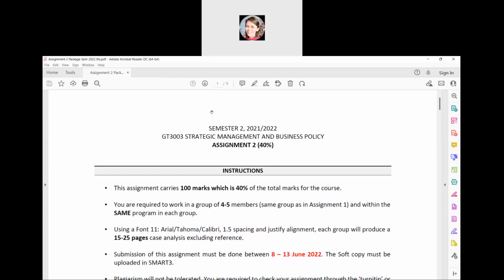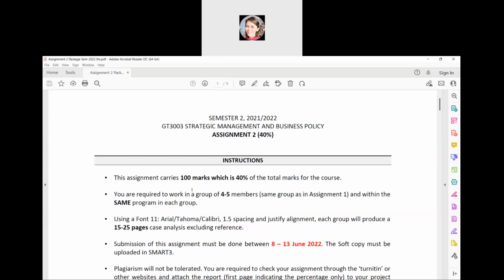So this is assignment 2, which is 40% of your grade. It carries 100 marks and translated, that's 40% of the total course. You're required to work in a group of 4 to 5. So you'll go back to your group, the group that you did assignment 1 with, so go back to the same group.